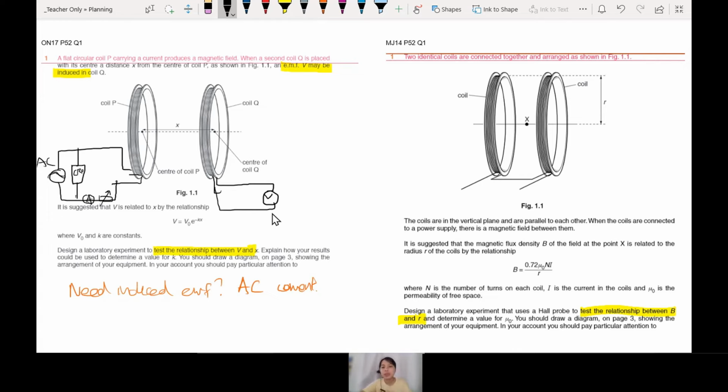How about on the right side? Let's go to the right. You want to measure magnetic field or magnetic flux density at the second coil. Oh, test the relationship between B and R. What is B? Look for B. Magnetic flux density at point X. Oh, so this one will create some kind of field, these two Helmholtz coils, and you want to just measure flux at B. So you put a Hall probe here.